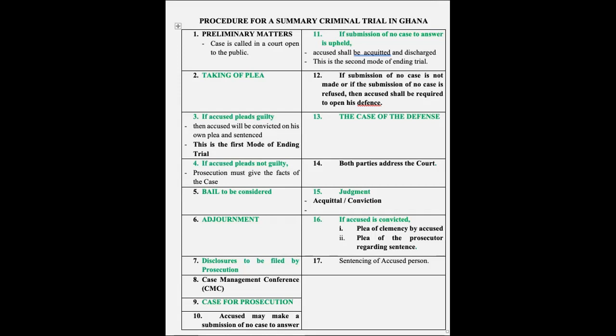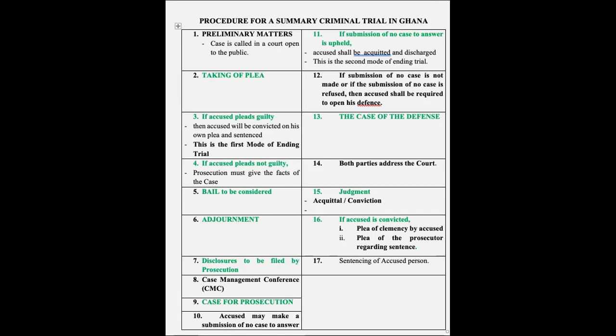Now, if it is refused, we move to number 12. Then the accused shall be required to open his defense. Number 13 is the case for the defense. After the accused has called all their respective witnesses, both parties will then have to address the court. After addressing the court, the next stage is the judgment. And for the judgment, the accused person may either be convicted or acquitted.